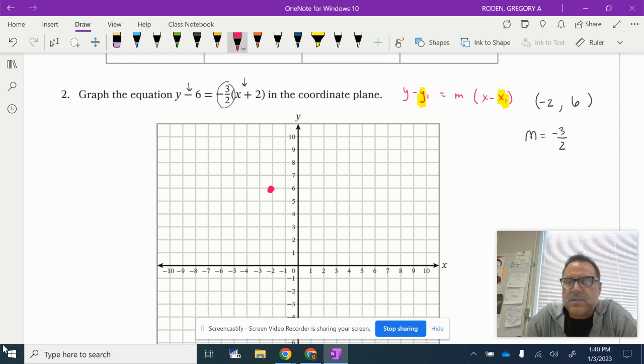And then we want to use our slope to make more points. So we're going to drop down 3. 1, 2, 3. And then we're going to run 2. 1, 2, and put a point. We're going to drop down 3. 1, 2, 3. And we're going to run 2. 1, 2. And we could keep doing that process as long as we want. But I'm going to see if I can make a line here. So if my line maker tool behaved for me here. So let's do this.